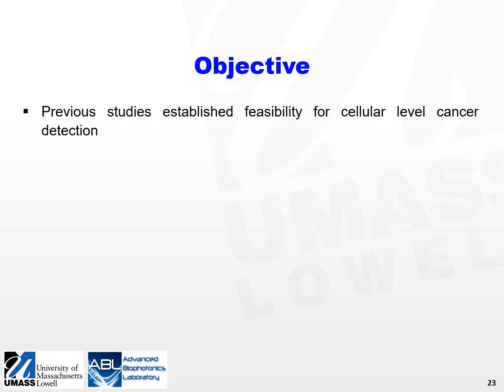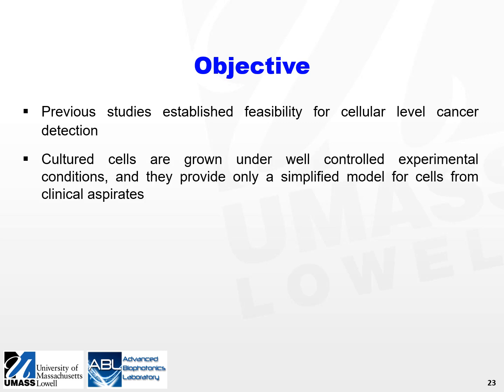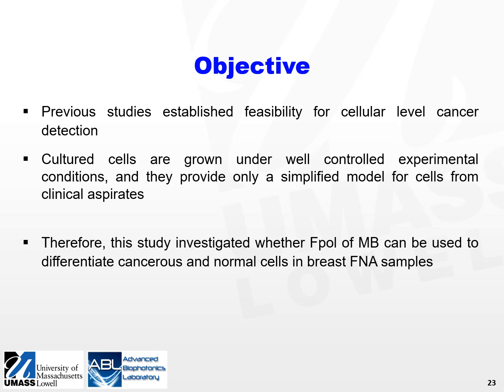The previous studies established feasibility of fluorescence polarization for cellular level cancer detection. However, cultured cells are grown under well-controlled experimental conditions, and they provide only a simplified model for cells obtained from clinical aspirates. Therefore, this study investigated whether fluorescence polarization of methylene blue can be used to differentiate cancerous and normal cells in breast FNA samples.